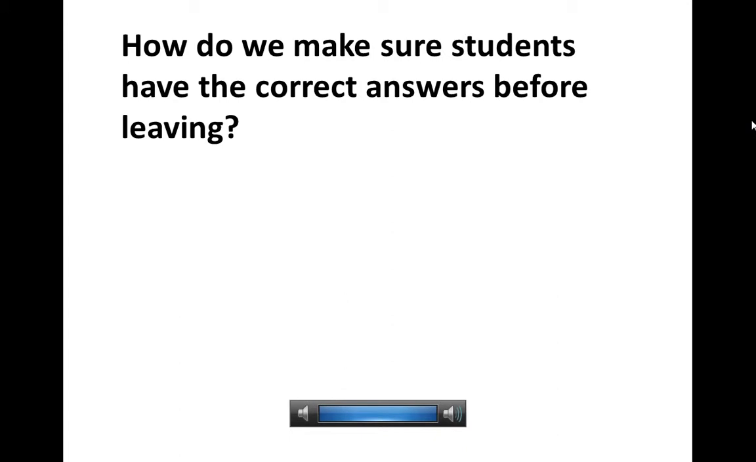Another thing that I'll do very often is have students go to the boards, the whiteboards around the perimeter of our room, and have them present solutions on the board that way. One way or another, I like to make sure the students do have the correct answers to all of the problems from the group portion and the class portion of each lesson before leaving.